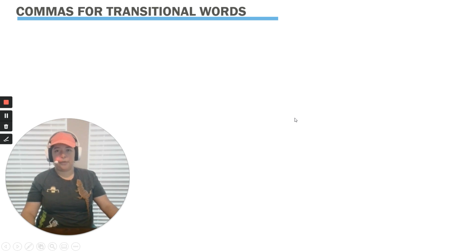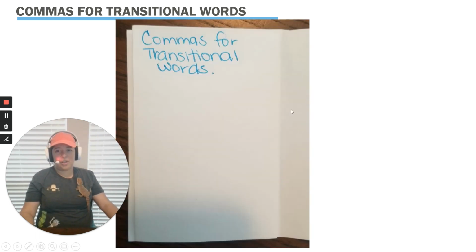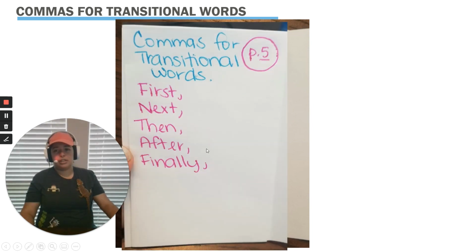Let's continue. Now, commas for transitional words. You may remember about a lemonade activity that we had not that long ago. Well, that's what we're talking about. Every time that you're going to use a transitional word, make sure that you are using a comma to separate it. Usually, these transitional words begin your sentence. They will not always do it, but most of the time will.